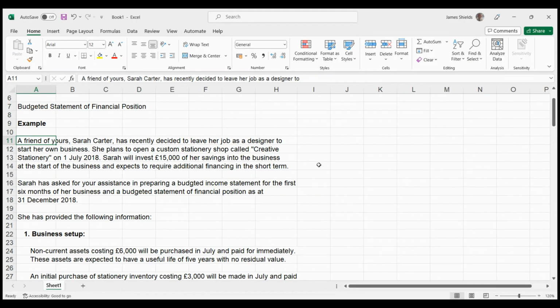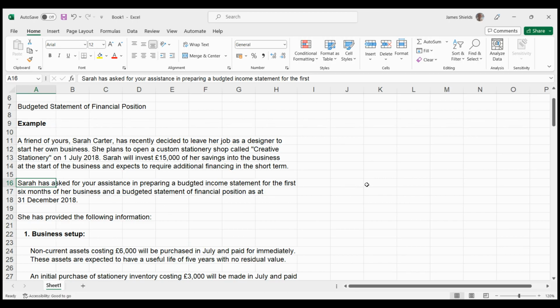A friend of yours, Sarah Carter, has recently decided to leave her job as a designer to start her own business. She plans to open a custom stationery shop that's going to be called Creative Stationery. That's on the 1st of July 2018. Now, Sarah will invest £15,000 of her savings into the business at the start of the business, and expects to require additional financing in the short term. Now, Sarah has asked you for assistance in preparing the budgeted income statement for the first 6 months of her business and the budgeted statement of financial position as at the 31st December 2018.